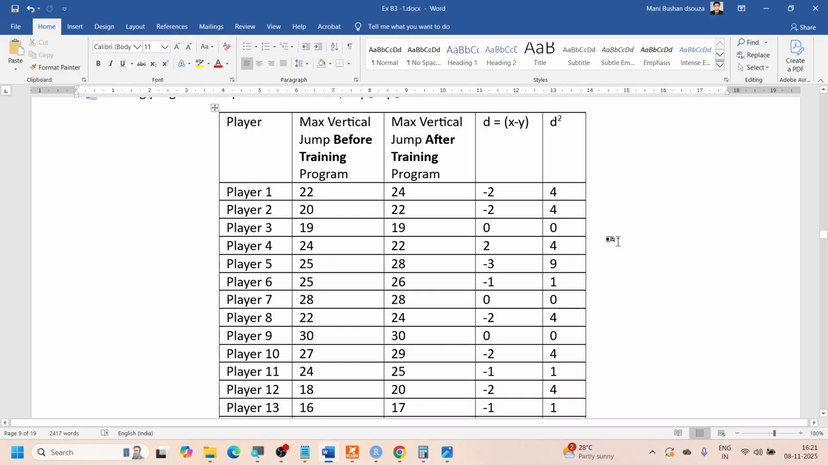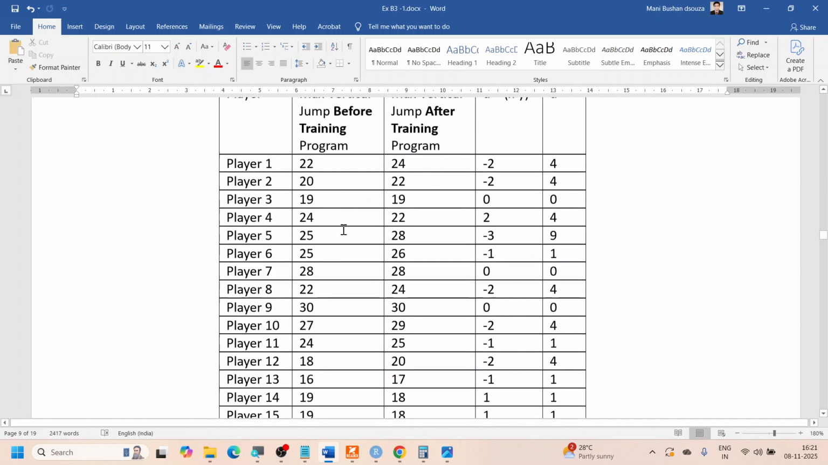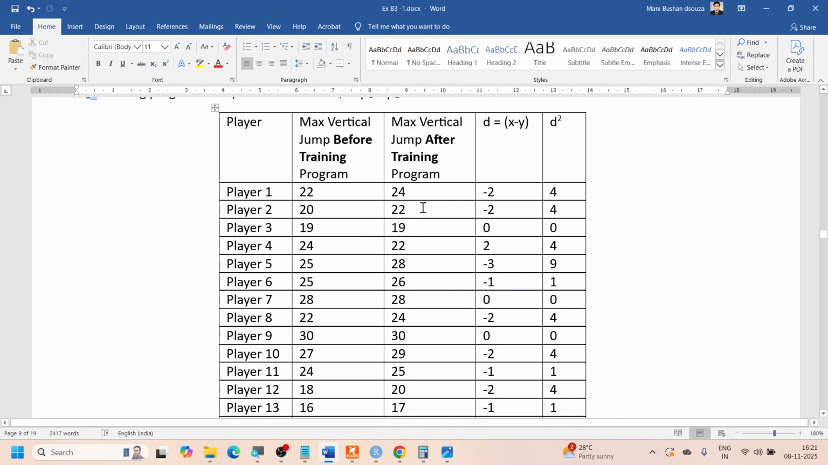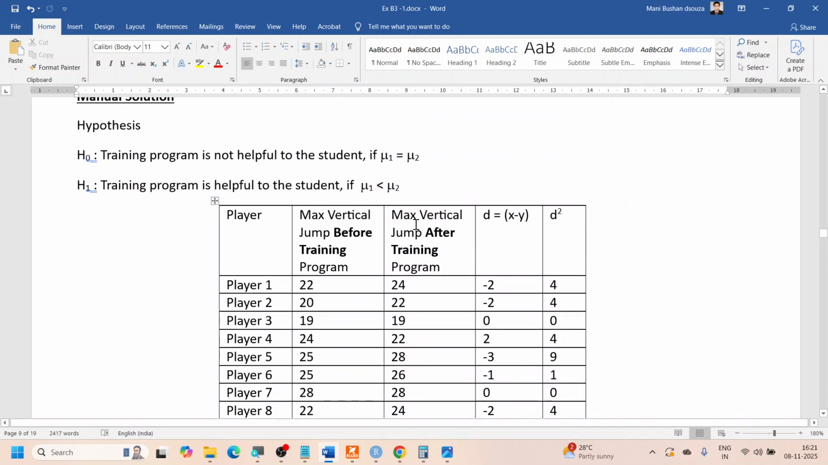So what are the things that are given here? There are 20 students, and their vertical jump before the training and their vertical jump after the training is given. And what they have asked is whether the training is of help to the student or not. There are two possibilities now. Our null hypothesis will be that the training program was not helpful. And what this means is that before the training and after the training there is no significant difference in the maximum vertical jump.